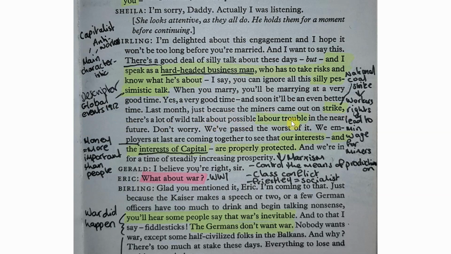there's a lot of wild talk about possible labour trouble in the near future." And this refers to the national coal strike of 1912, when miners went on strike and there was an energy shortage within the country. Now, this strike was over workers' rights, in particular, the right to be paid a decent wage. And indeed, through striking, the miners were able to gain a minimum wage for miners. So this strike that Mr. Birling is talking about actually led to the improvement of workers.